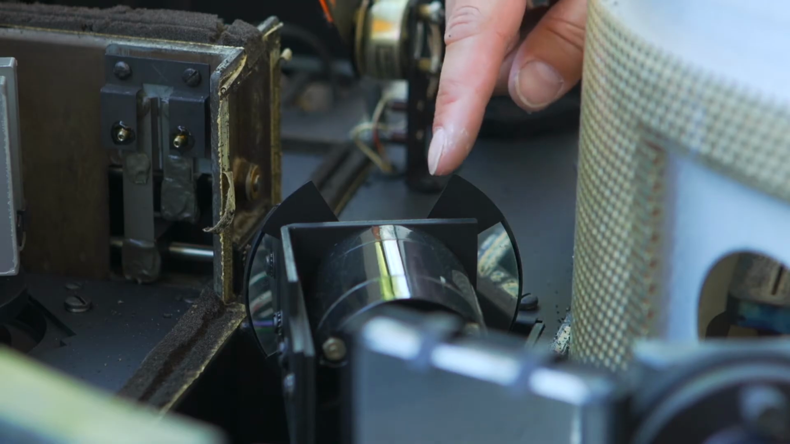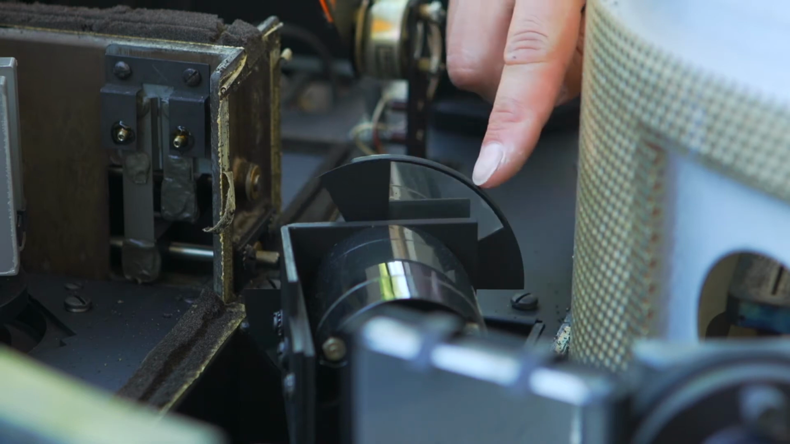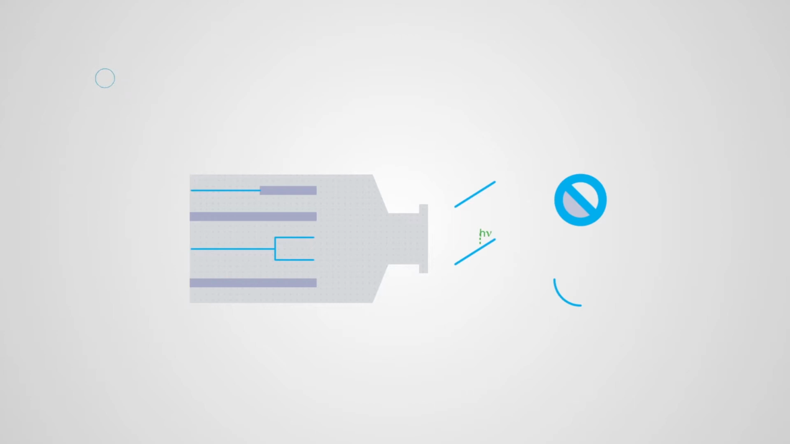The chopper has two halves, one that is open and the other is a mirror. The chopper rotates rapidly when in use. When the chopper is in the open position, the light beam is passed through towards the monochromator. This is the reference beam. If the chopper is in the mirrored position, the light is reflected into the sample compartment. This is the sample beam.